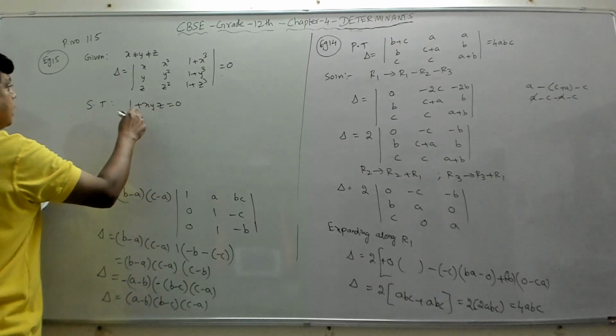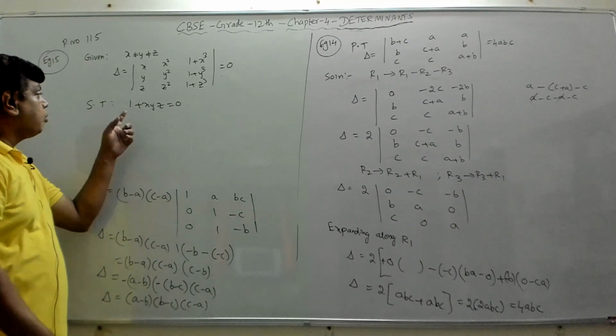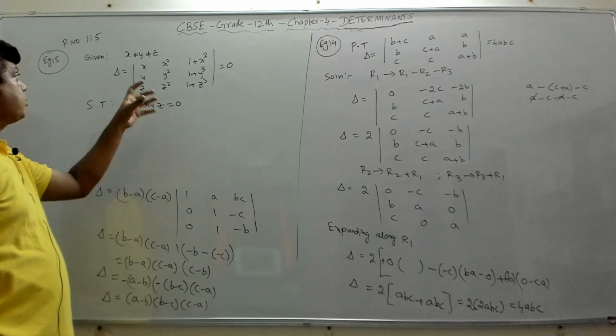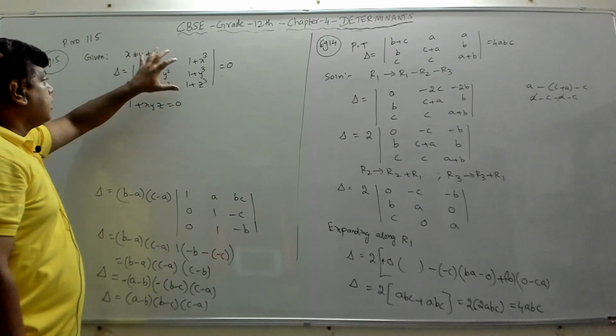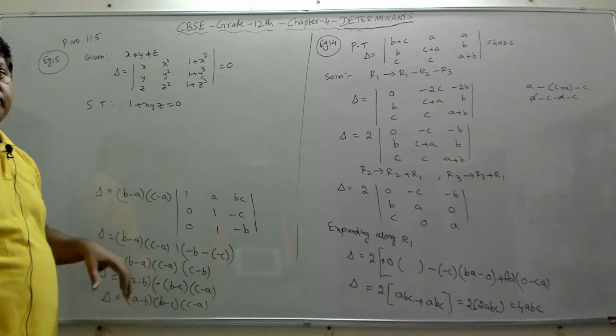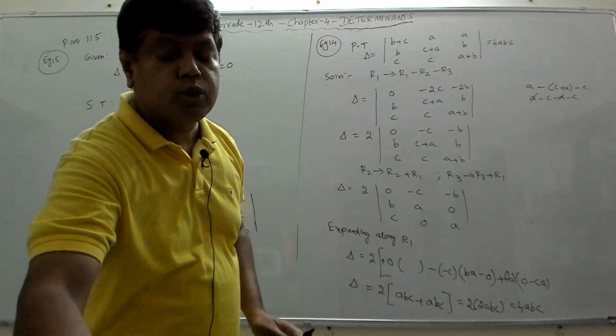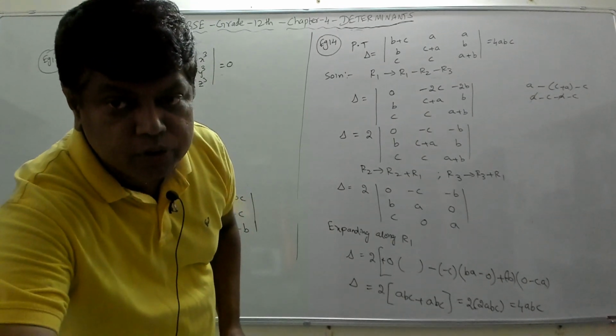We have to prove that 1 plus xyz equal to 0. But what is given? x, y, z are different and the value of the determinant equal to 0 is given. We have to prove this. We have to prove that 1 plus xyz equal to 0.